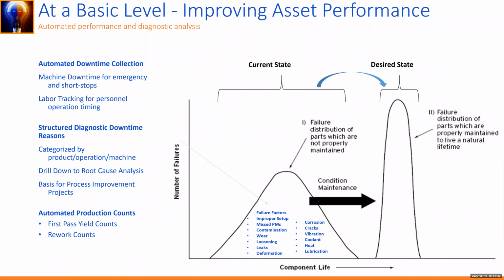At a basic level, what this is trying to do is to take a machine that is not performing well, has a lot of variation to it, and change that so that not only is it performing better, but has much less variation to its performance as well.